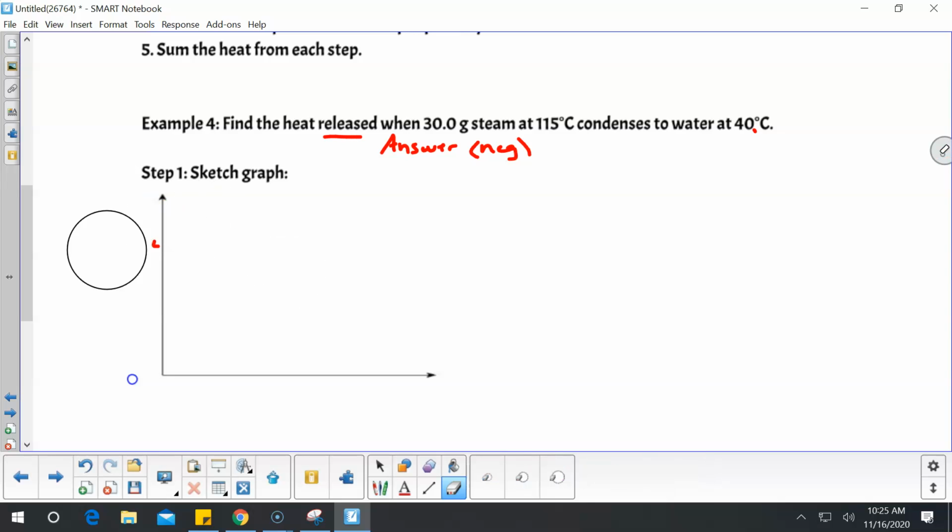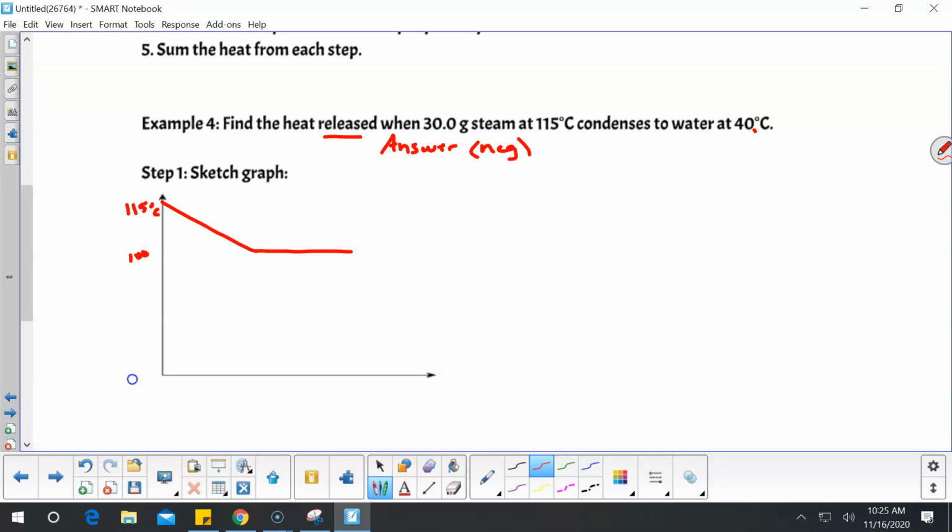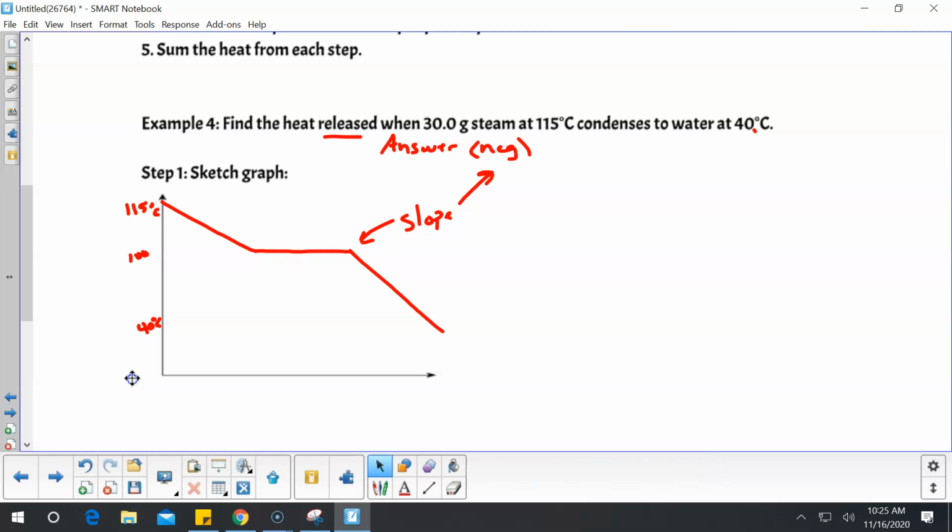Whoops, I did that wrong. So I'm at 115, and yes, I do need to cool it to 100 first. And then I'm going to have to change in state, and then I have to cool it again down to about 40. If you notice here, my slope is negative. Well, that should be telling me this. When I add these all up, it should be negative. Okay, so you're going to have to go through and calculate that and see what you get. When I went to sig figs here, my answer was a negative 76,000 joules. See if you get that answer.